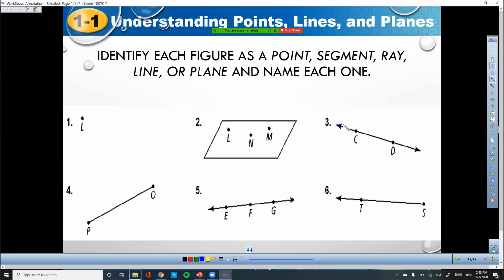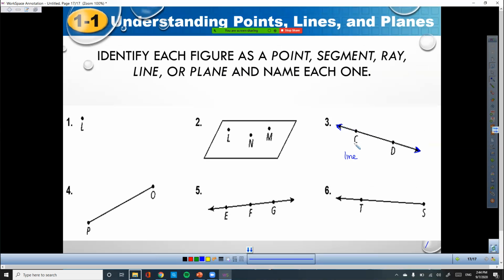Now look at it specifically, there are 2 arrowheads. So what do I know if it has the 2 arrowheads? Is it a segment, a ray, or a line? Remember, this one here has to be a line because the line extends forever in both directions. So this will be a line.